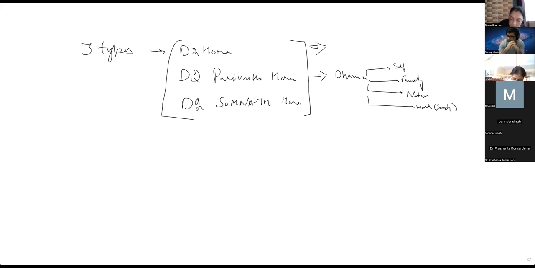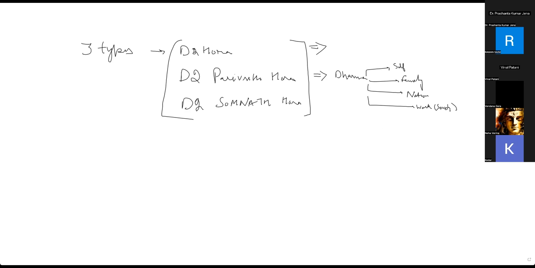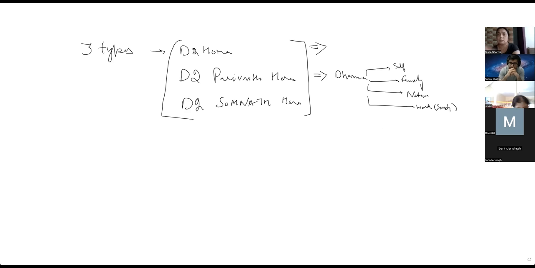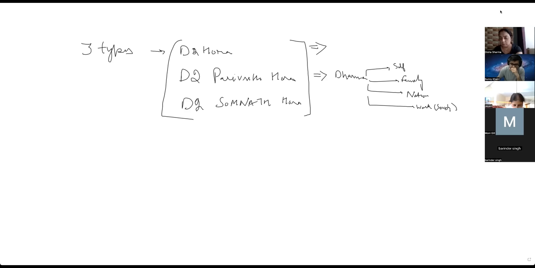The maximum number of rays from the moon are 16, which makes it complete. Is it that way? No. I mean, we have a lot of divisional charts, okay? But why did Muni Parashara say 16? Muni Parashara said 16 because each divisional chart represents a kala of Krishna.